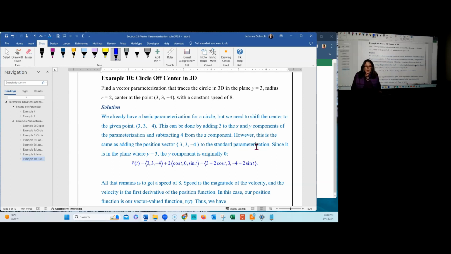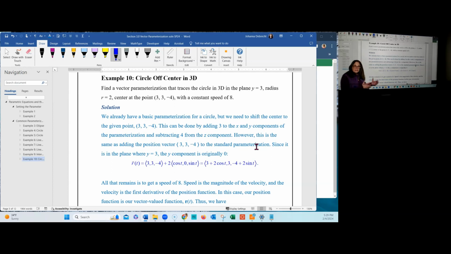All right. Now, all that's left is to make sure that the speed with which it traces this curve is a constant value of 8. Now, speed is the magnitude of velocity. So it's the absolute value. It strips the direction off of the velocity. Velocity as a vector has direction and length. Speed is just the length. So velocity is the first derivative of the position function, but in this case, r of t is giving us the position on the circle.